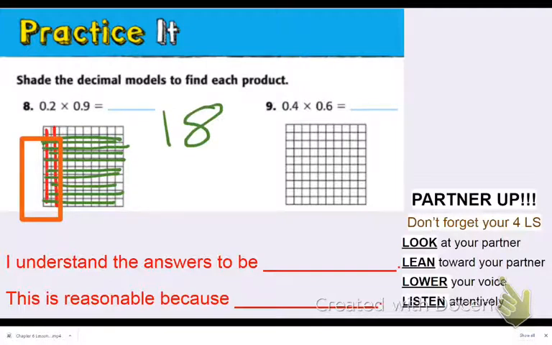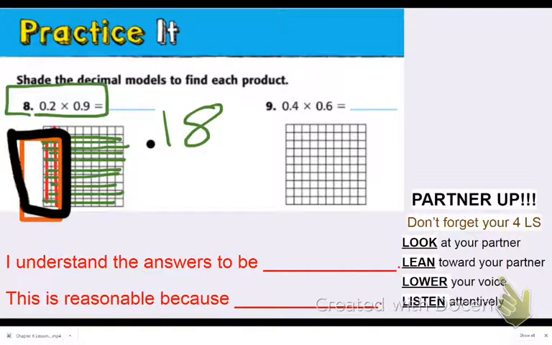Okay, but if I solve and I put 18, that's not reasonable. It's not reasonable to start with less than 1, and then end up with 18 wholes, right? So I know I have to make sure the answer is in the hundredths place. I have shaded 18 out of 100. So the 8 has to be in the hundredths place. That's reasonable. I have the right answer.